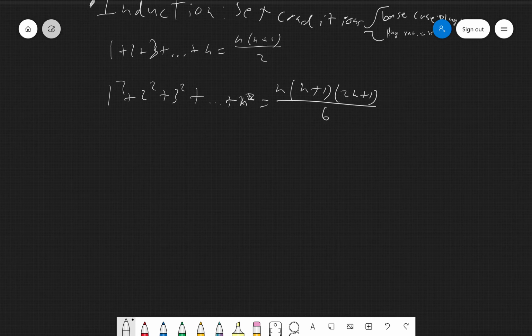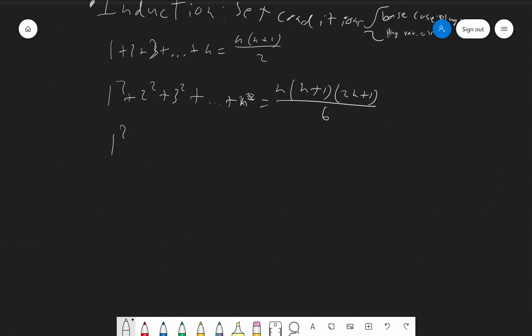How can you use induction? You plug in n equals 1 again, right? You get 1 equals 1 times 2 times 3 over 6, or 6 over 6 equals 1. So that's true. Base case is true. Now the harder part, n equals k plus 1. Now in this case, it's going to be a little harder than last time. You might have thought, oh, that was not that hard. But this time it's going to be harder when you plug in k plus 1.